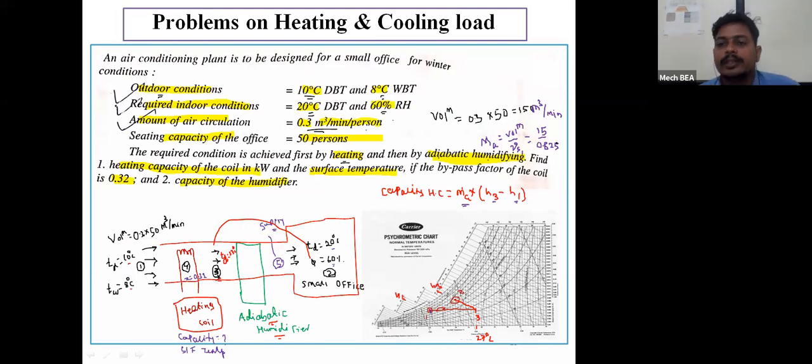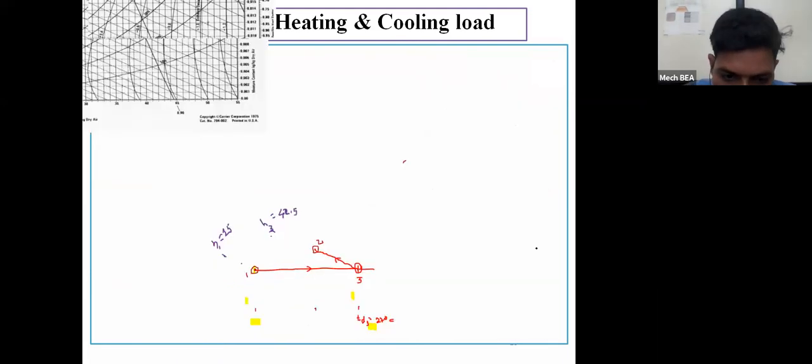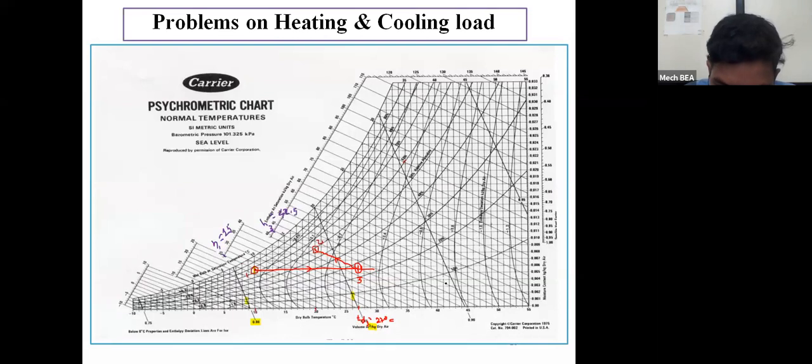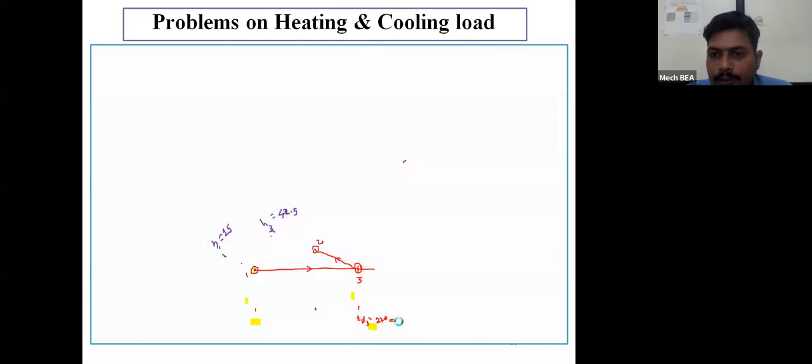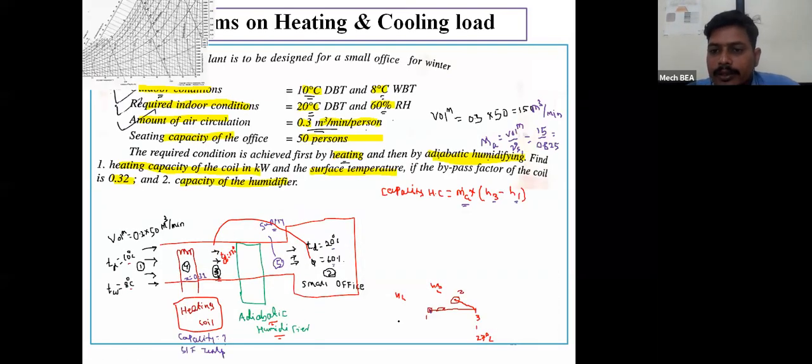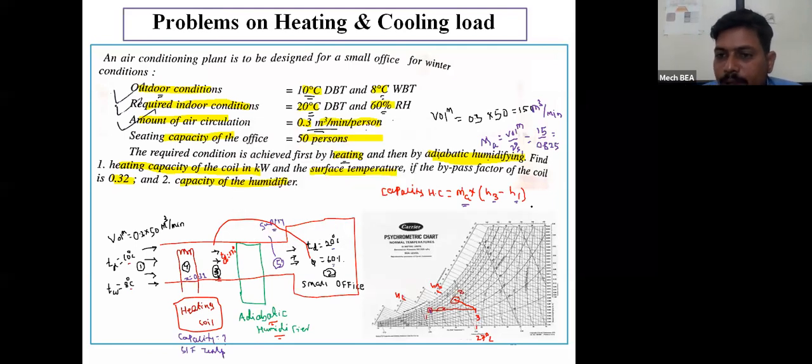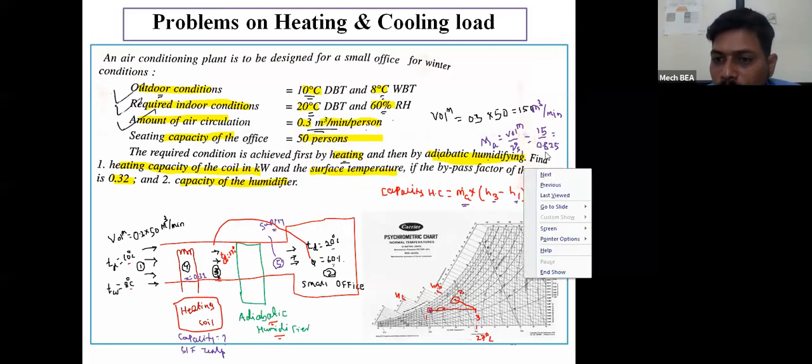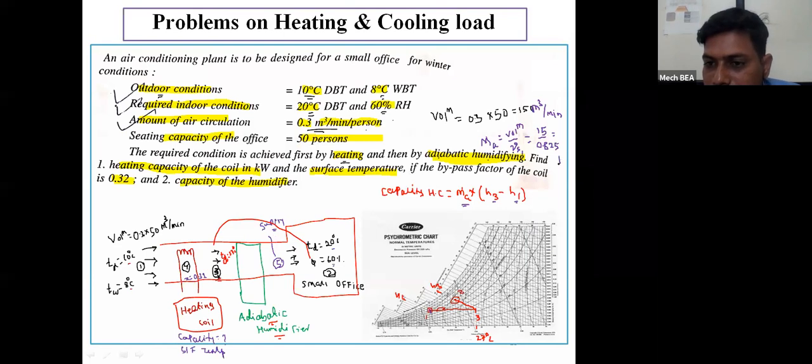So here I will get the value of mass of air. This is the meter cube per minute, and specific volume will be in terms of meter cube per kg. So whatever answer there is, mass of air will be in terms of kg per minute, kilogram per minute.